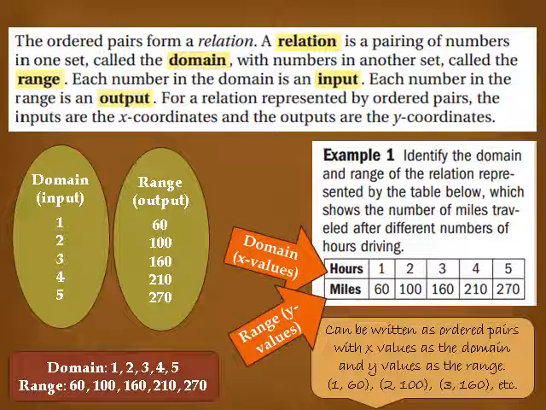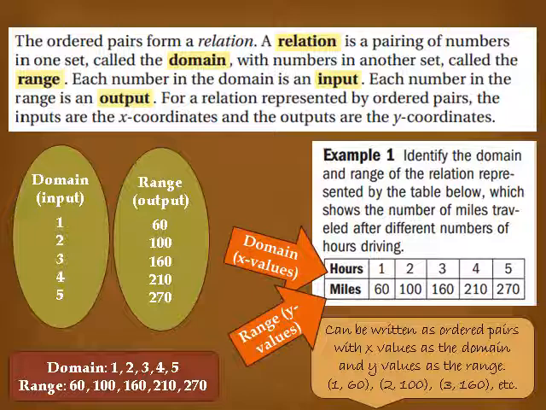So for 1 hour of driving, we go 60 miles. If I'm driving 2 hours, if that's my input, then I'm going to get 100 miles as my output. So I can see that the number of miles depends on the number of hours I drive.